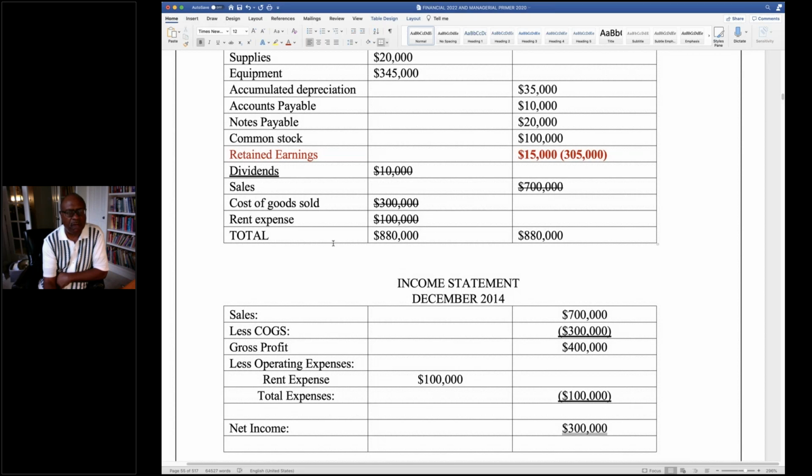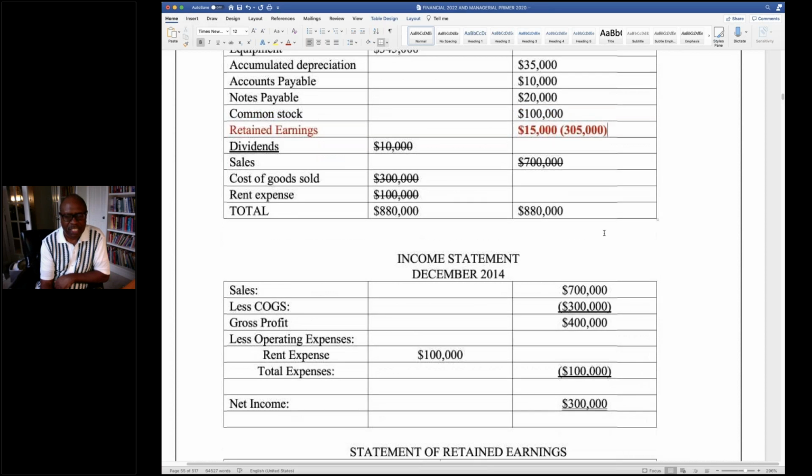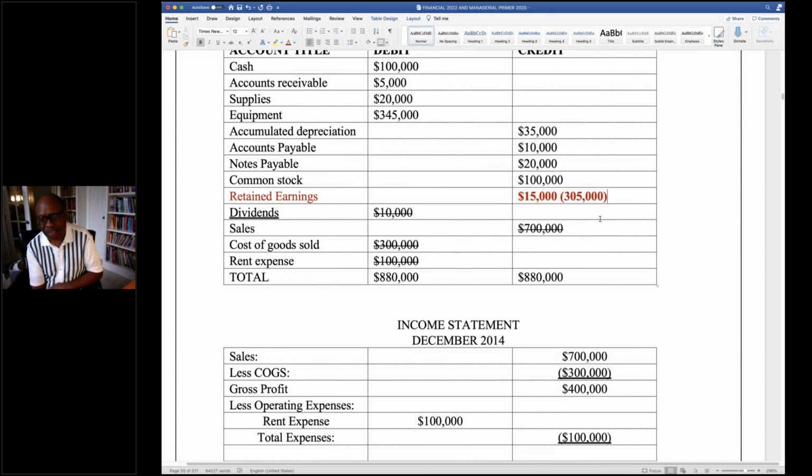These are just temporary retained earnings accounts. Once we've used them to get these statements done, pay our taxes, we close them out so that we can begin again the next year. Any questions?